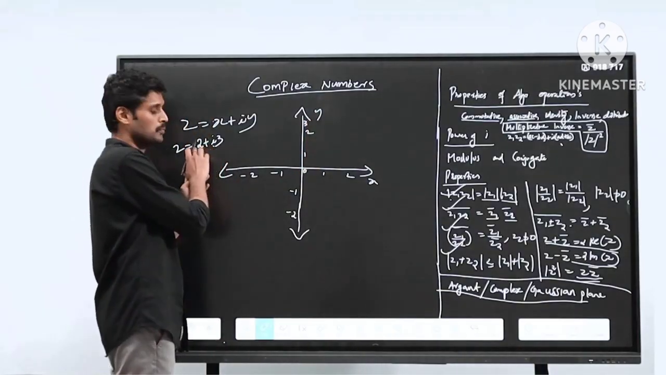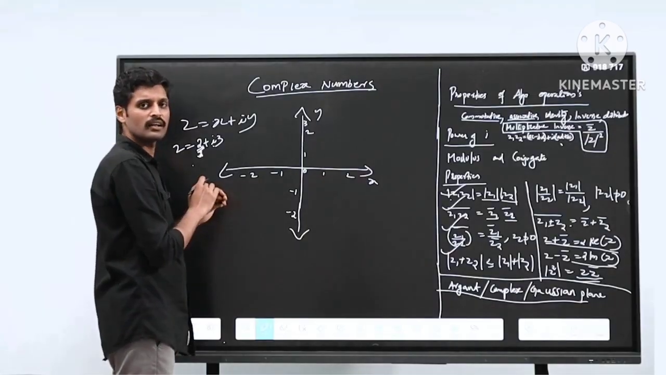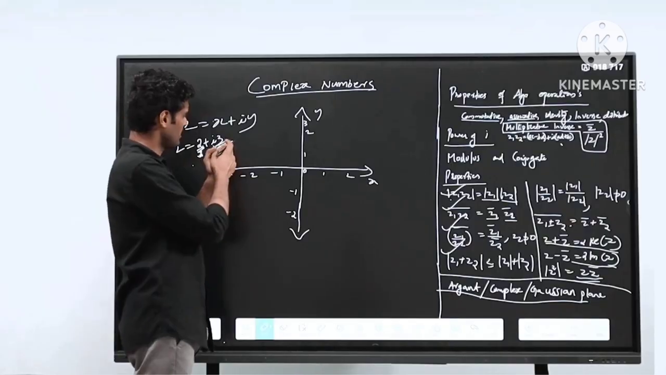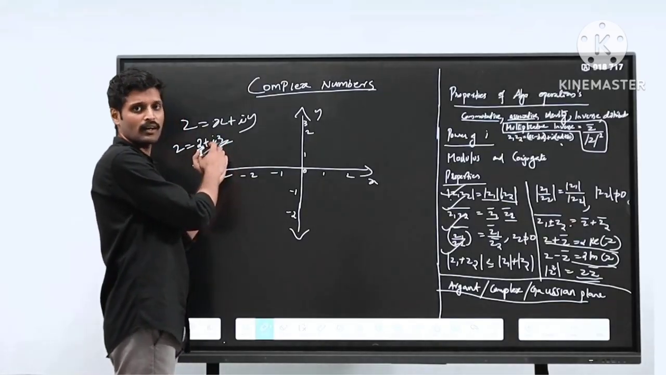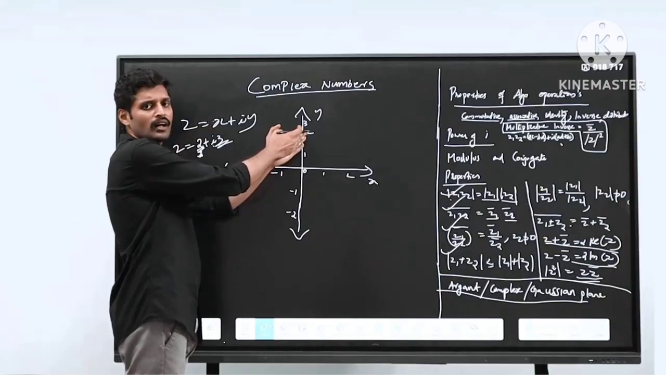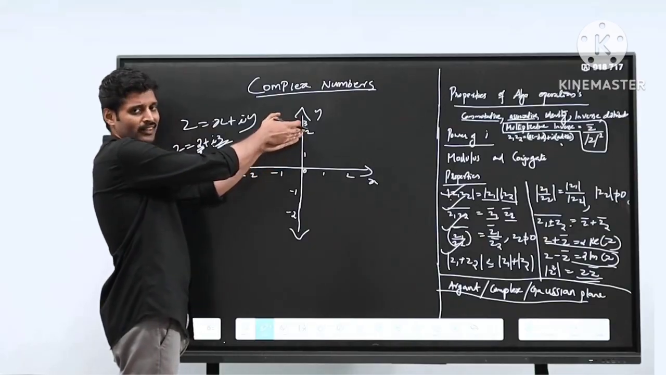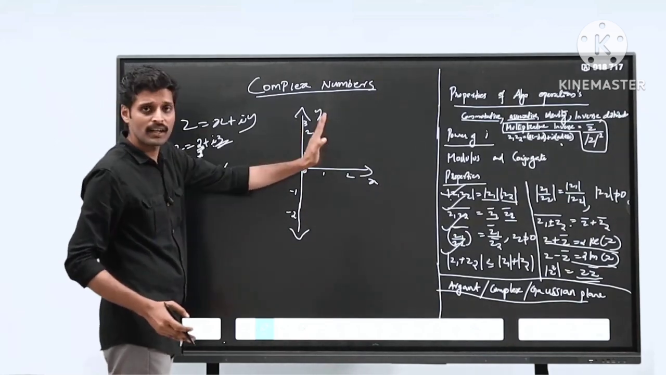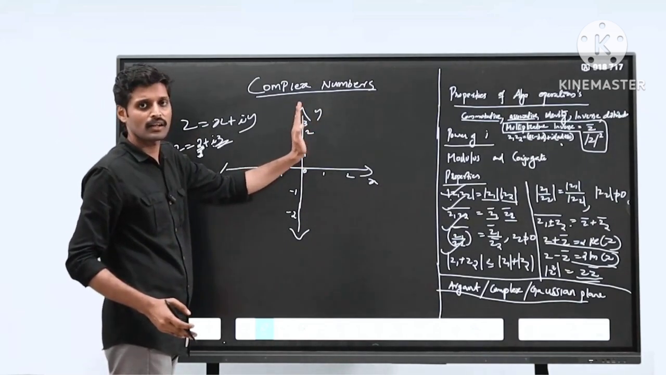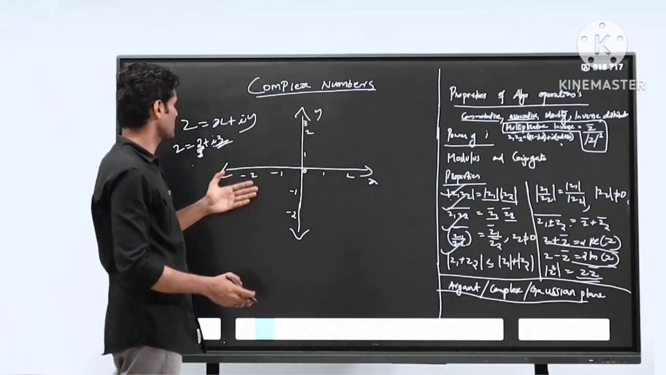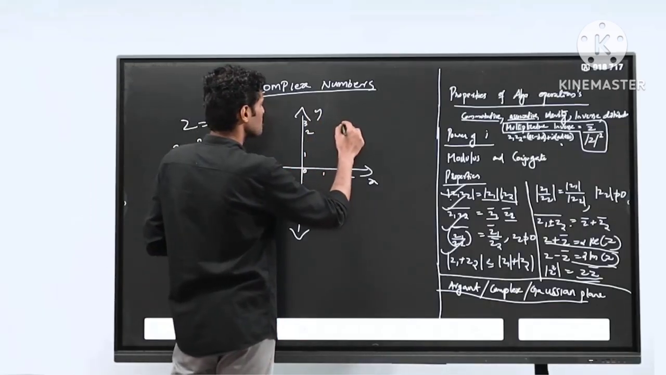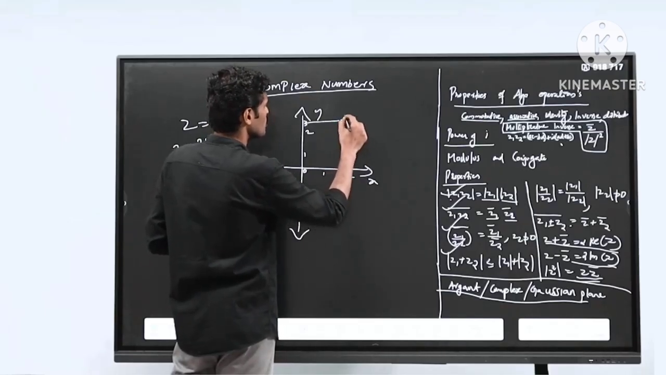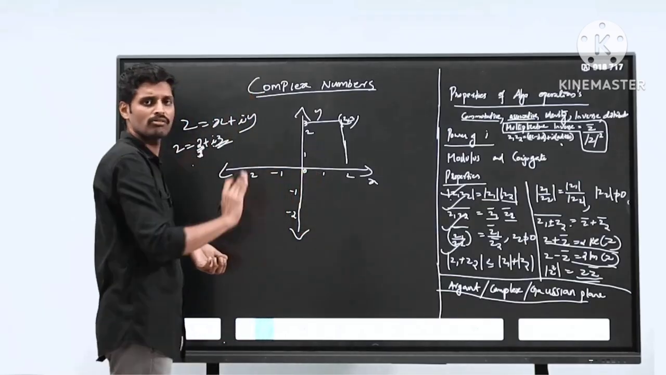The real part can be expressed in x coordinate, and the imaginary part can be expressed in y coordinate, the y axis. The y axis is also called the imaginary axis in the representation of complex numbers. So we can express it as (2, 3). Here this is 2 and this is 3. This is the (2, 3) point in the Argand representation of complex numbers.